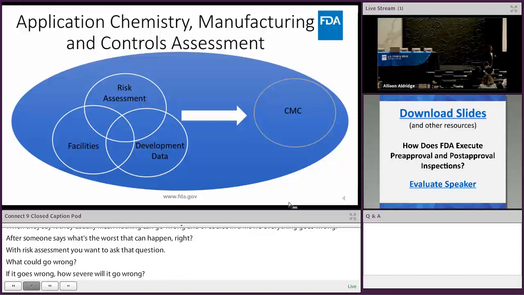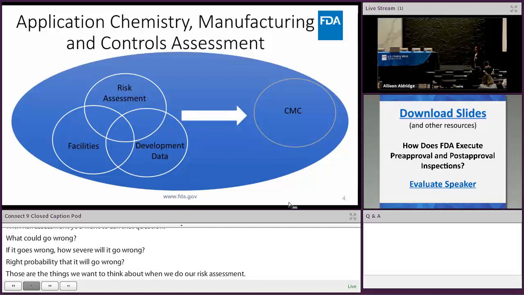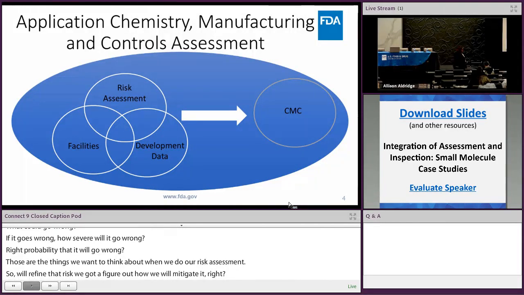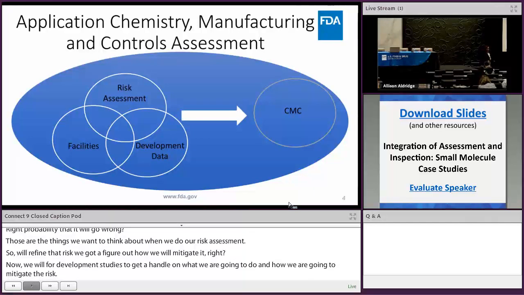So when we find that risk, we've got to figure out how we're going to mitigate it, right? So now we're going to do all these development studies, right, to get a handle on what we're going to do and how we're going to mitigate the risk. Now, there may be some unit operations that you don't think there's any risk, and that may be true. And hopefully you will say that. You just won't leave it out, right? You will say that this unit operation is minimal risk because X, Y, Z.